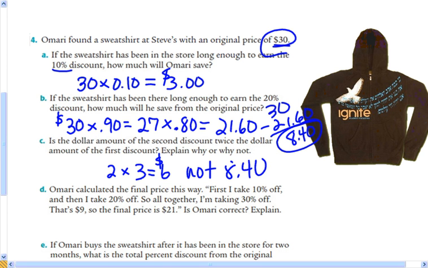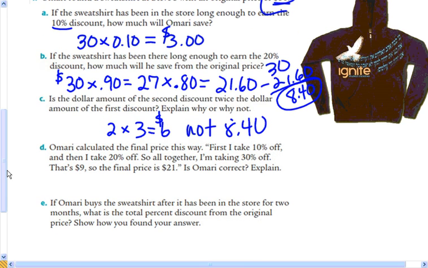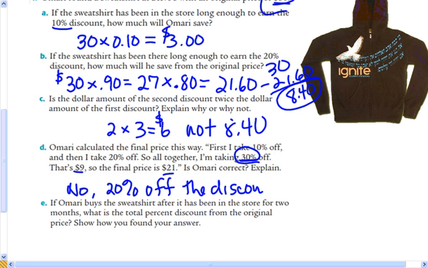All right, so Omari calculated the final price this way. First I take 10% off, then I take 20% off. So altogether I'm taking 30% off. That's $9. So the final price is $21. Is Omari correct? No, he's not correct. The way he did it, he's taking 30% off of the original, and the second 20% off isn't off the original, it's off the discounted price. The already discounted price.